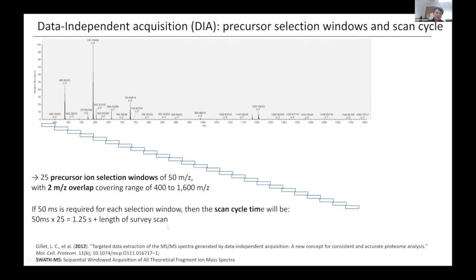And then an obvious question one could ask is, okay, is this going to be reasonable? Is it going to be a reasonable proposition to do this on a quick enough timescale in the context of an LC-MS run?